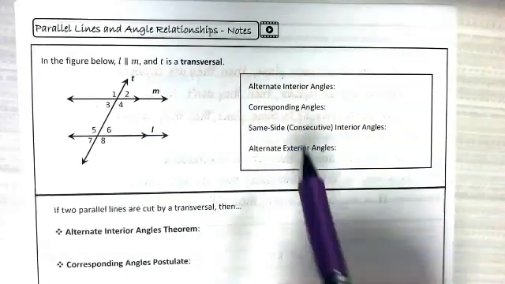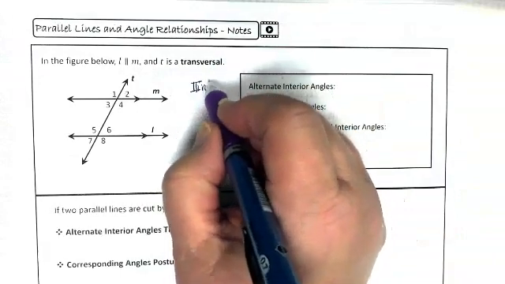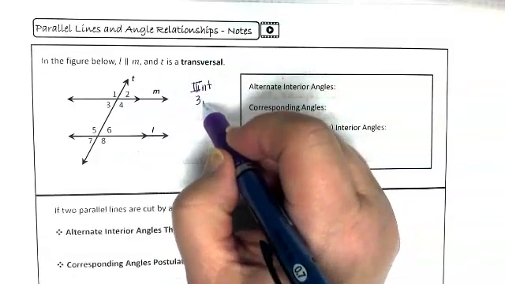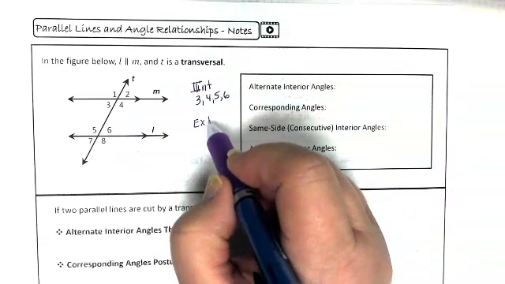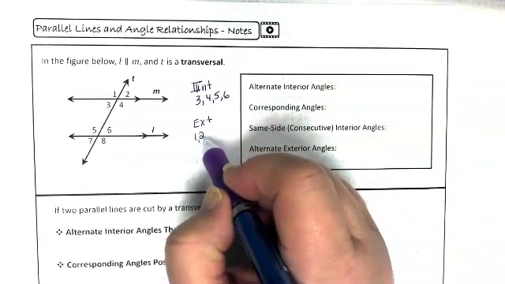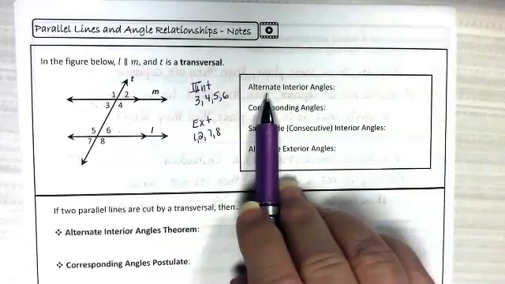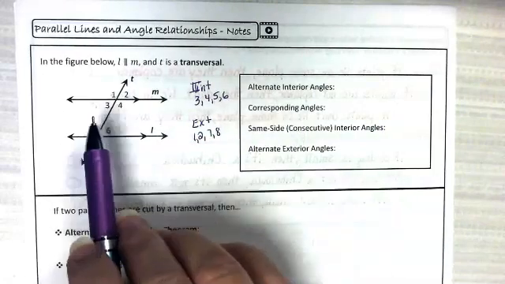So the interior angles would be the ones inside the parallel lines. So that would be 3, 4, 5, and 6. The exterior angles would be 1, 2, 7, and 8, the ones that are outside of the parallel lines. So alternate interior means they're interior, but they're on opposite sides of the transversal.